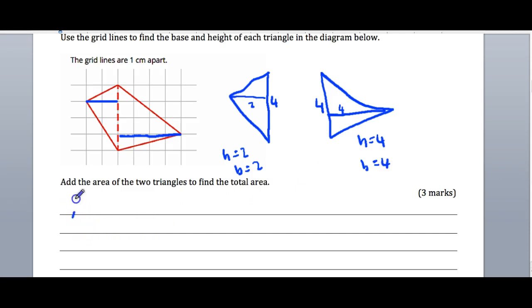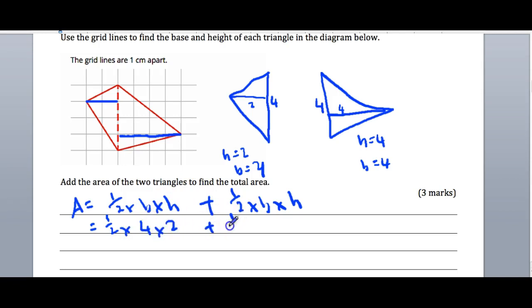So your total area, and you're going to have 2 formulas, half times base times height for your first triangle, plus half times base times height for your second triangle. Now technically I should not be writing 2 B's because they represent 2 different bases. Oops, that should be a 4. I was wondering if you picked that up. All right, so let's fill it in. Half times base is 4 times height is 2, and this one here, half times 4 times 4.